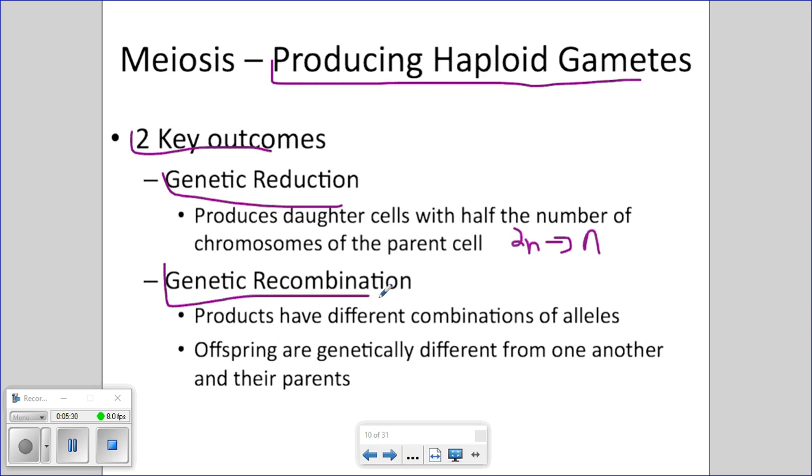The other key outcome in meiosis is genetic recombination. The products, those gametes, have different combinations of alleles, and as a result, offspring are going to be genetically different from one another and their parents. Think about your siblings and the fact that you may not look exactly alike, you may be different. This is the result of genetic recombination.